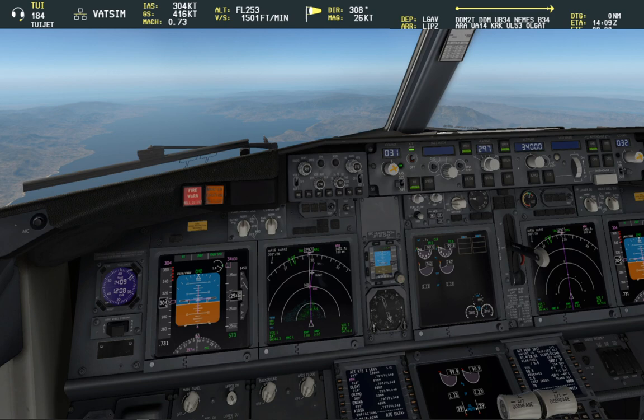Sonic 2 Romeo Kilo, ready, taxi. Sonic 2 Romeo Kilo, taxi and backtrack runway 34, report ready for departure.